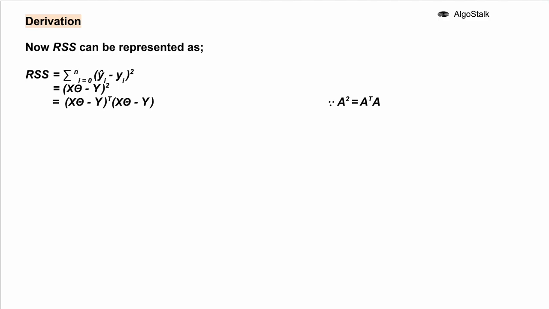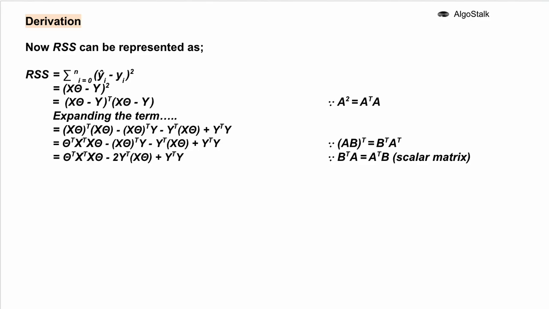This equation uses matrix notation where (X theta minus y) transpose, multiplied by (X theta minus y), gives us the squared sum of residuals. It's a compact way to express the same idea and helps us with further calculations. Expanding this gives us the transpose of X theta multiplied by X theta, minus the transpose of X theta multiplied by y, minus y transposed multiplied by X theta, plus the transpose of y multiplied by y.